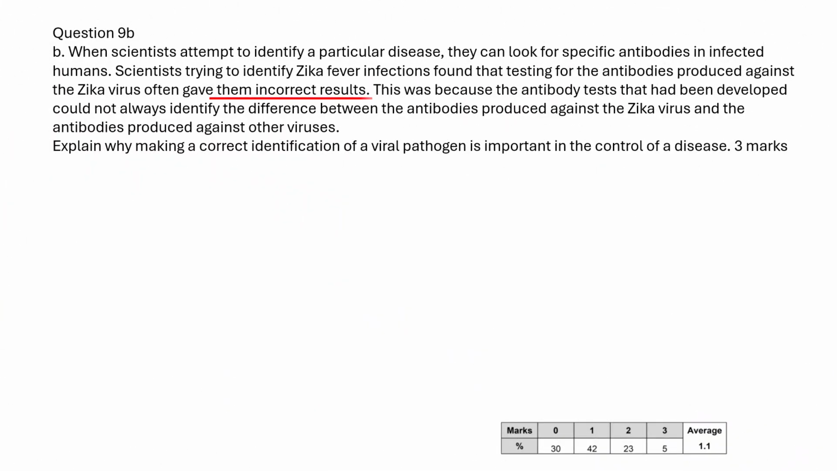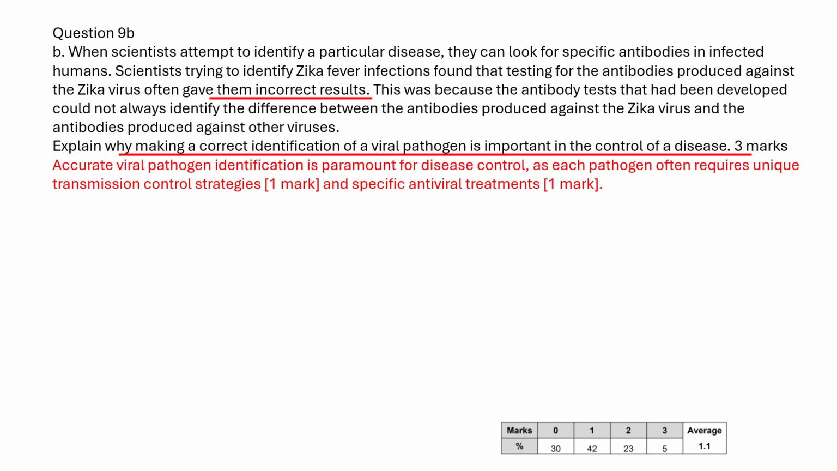Current methods for identifying the Zika virus, which involve detecting specific antibodies, can unfortunately produce incorrect results. Accurate viral pathogen identification is paramount for disease control, as each pathogen often requires unique transmission control strategies and specific antiviral treatments. Without correct identification, infections can persist and spread.